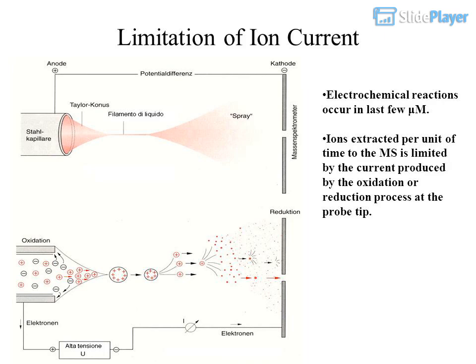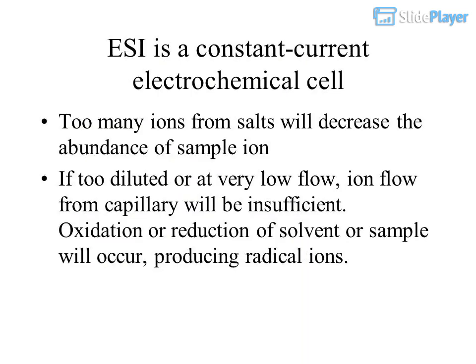Limitation of ion current. Electrochemical reactions occur in the last few micrometers. Ions extracted per unit of time to the MS is limited by the current produced by the oxidation or reduction process at the probe tip. ESI is a constant current electrochemical cell. Too many ions from salts will decrease the abundance of sample ion. If too dilute or at a very low flow, ion flow from the capillary will be insufficient. Oxidation or reduction of solvent or sample will occur, producing radical ions.